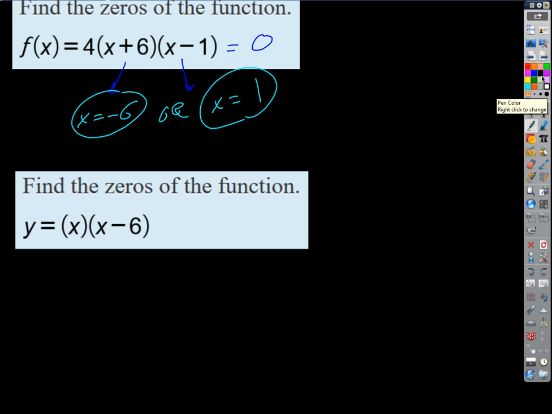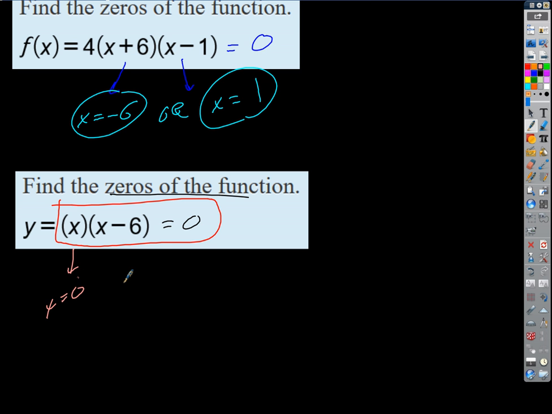So if this is equal, we're finding the zeros again, so we're going to set that equal to 0. There's our equation we're solving, right? Then x has to be 0, either x is 0 or x is 6. x equals 6. Those are the zeros.